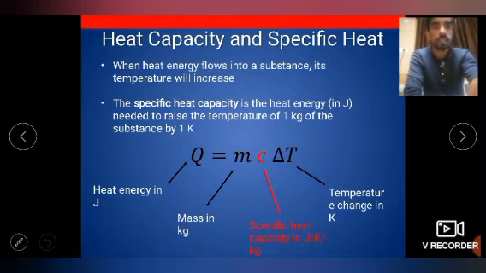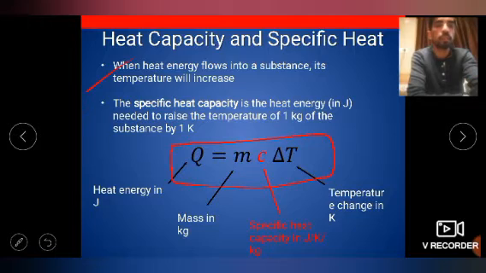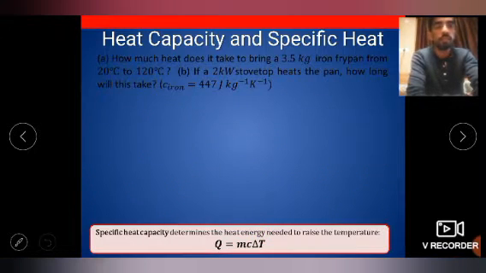Okay, so basically, what is heat capacity? This is the equation we find: Q is equal to M into C into delta T, where Q is heat energy, M is mass, C is specific heat capacity, and T is temperature, which is changed in Kelvin.